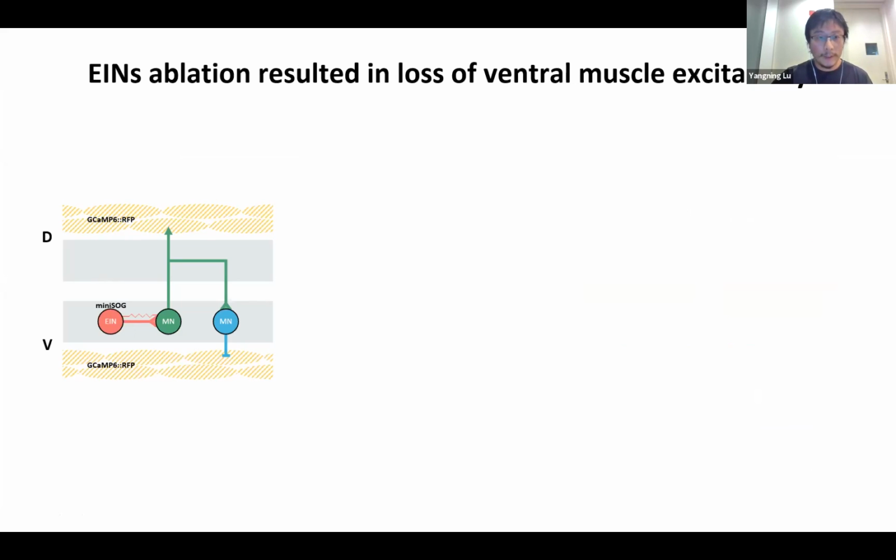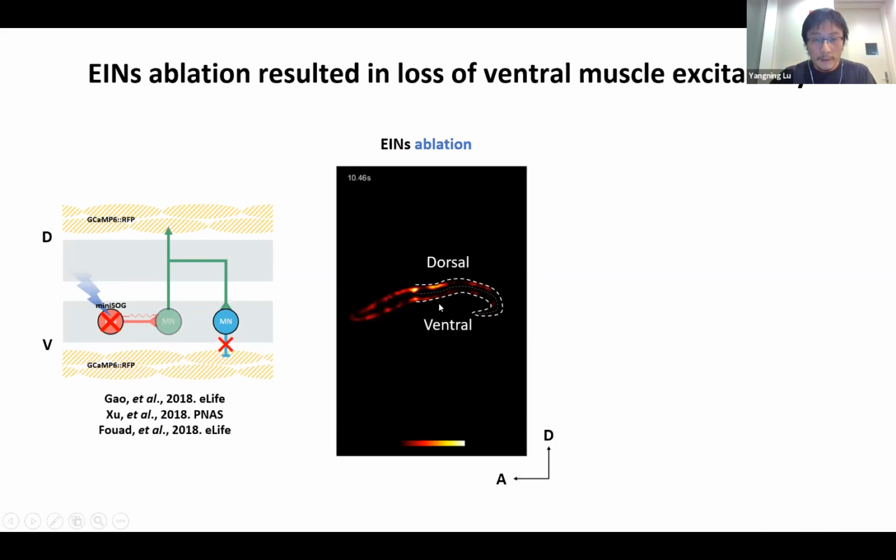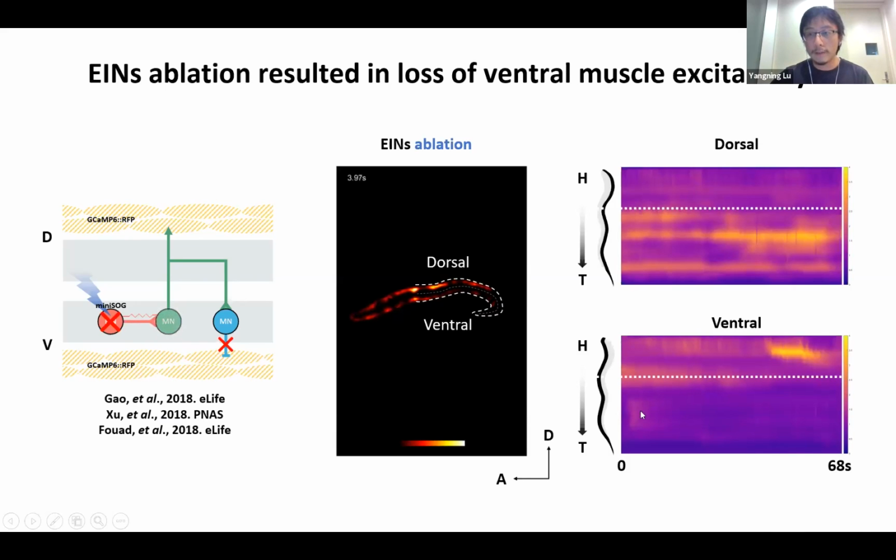So we simply used a light-sensitive protein that, when activated, can ablate cells where it's expressed. And using this, after we ablate all the premotor interneurons, what we saw is actually very satisfying: we can only see the remaining dorsal activity, but the ventral muscle activity is pretty much gone.